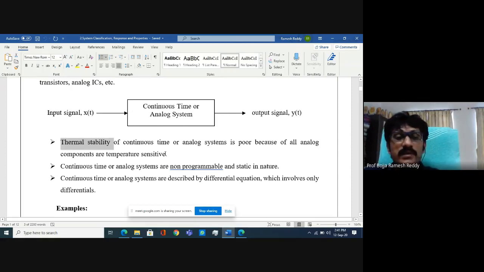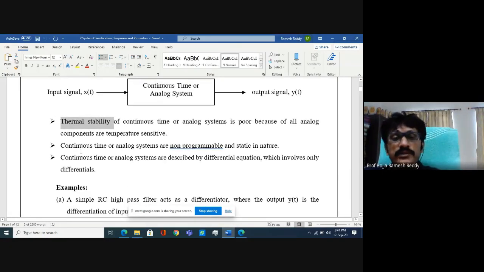Then the power dissipation across the junction, PD, that is IC into VCE, collector current into collector to emitter voltage, increases. Power dissipation increases, which means the junction is damaged permanently. That is one important concept. The process of damaging the junction due to rise in temperature is called thermal runaway. That is one major problem in analog circuits, in continuous time domain systems. That's why most of the time you can go for digital system design. We will see both digital and analog here. That is one major problem.